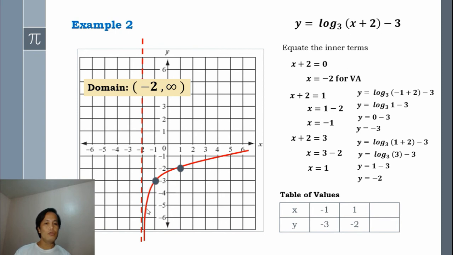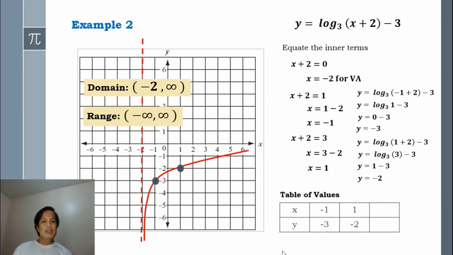It will just move closer to this line but will not cross this line. That's why this is not part of the domain. Our graph will move downward infinitely and will move to the right and up infinity. So therefore, our range is the same as it is true to all logarithmic functions. The range will start from negative infinity to positive infinity.